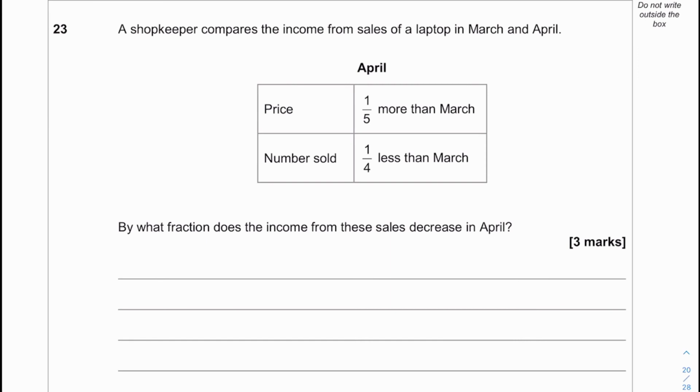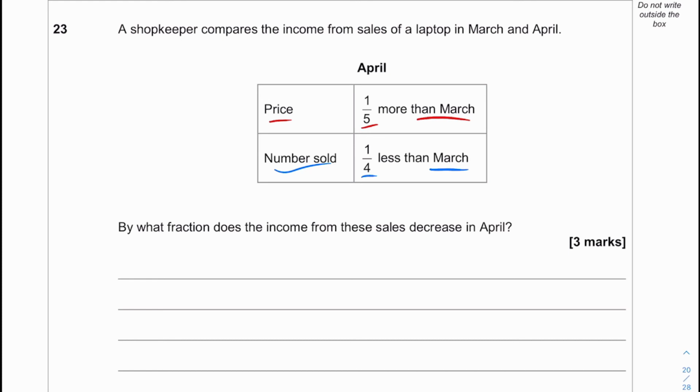Question 23, we're told that a shopkeeper compares the income from sales of a laptop in March and April, and we are given a table with data from April here. And the question is, by what fraction does the income from these sales decrease in April? So the information that we've got is the price is a fifth more than in March, and we've also got the number of laptops sold is a quarter less than in March as well.